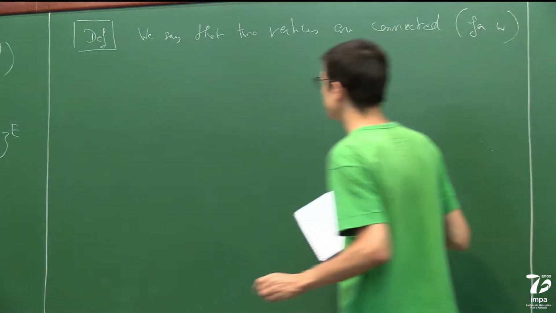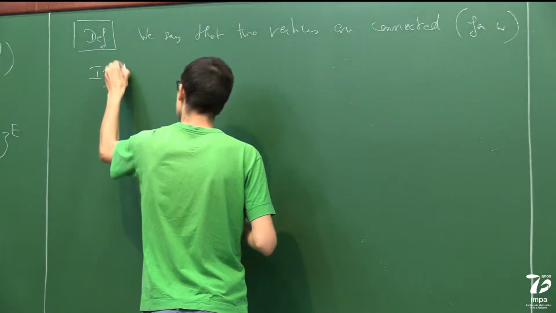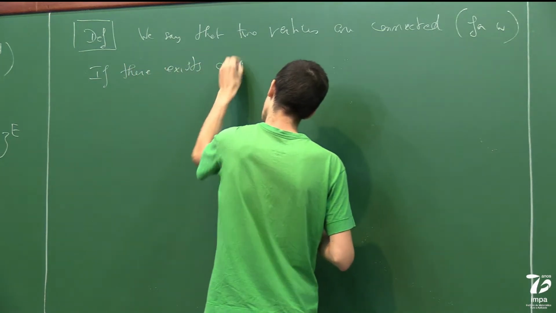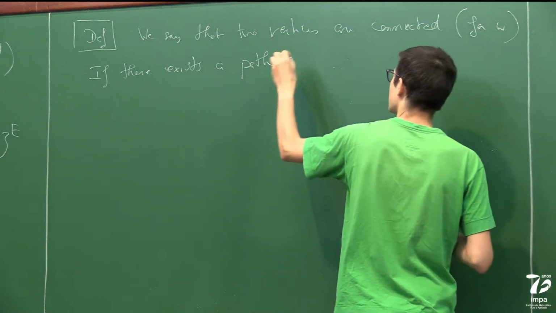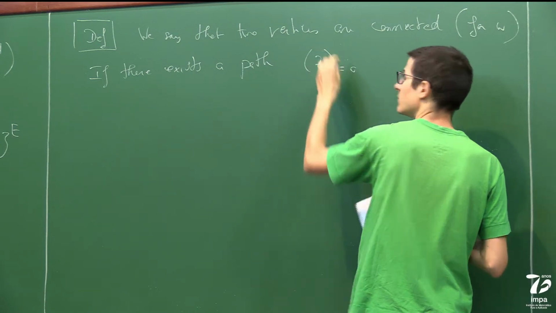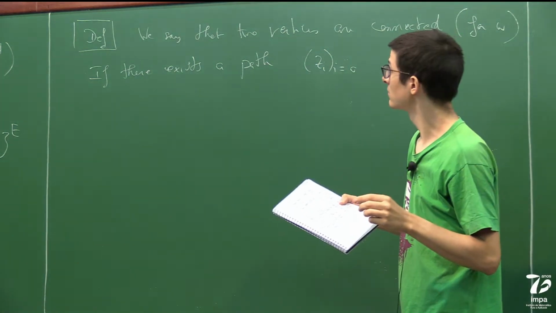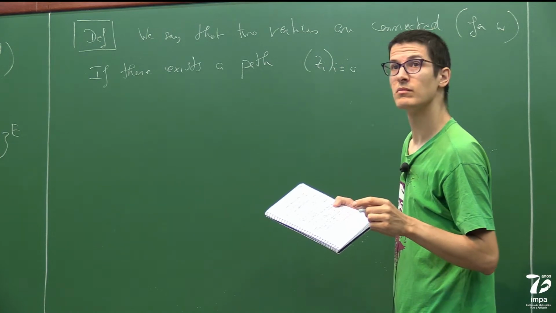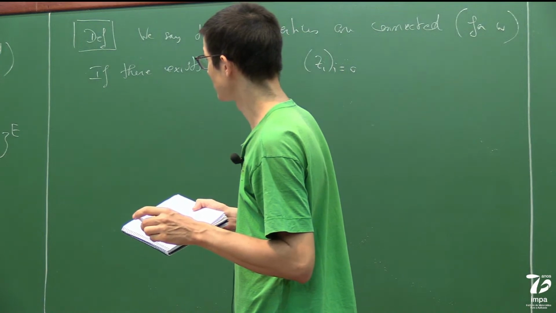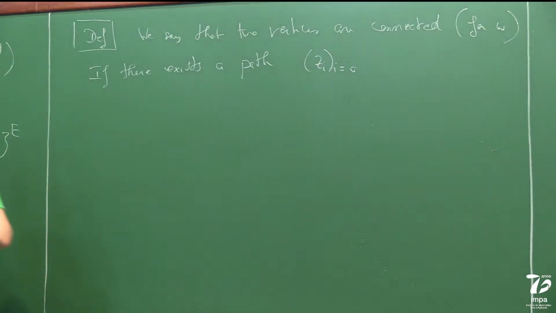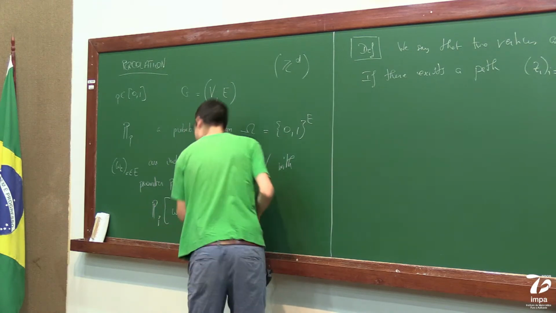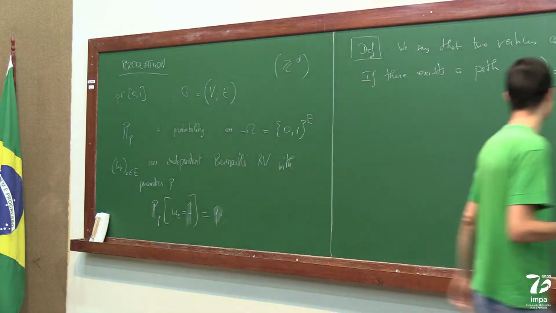So if there exists a path z_i, i equals 0, yes? Of course. Thank you, Ricardo. Yes. Now this makes sense.